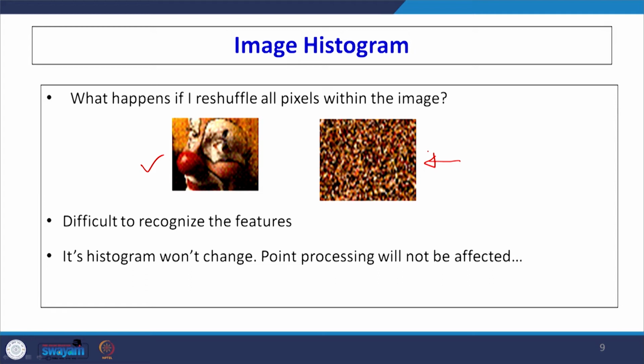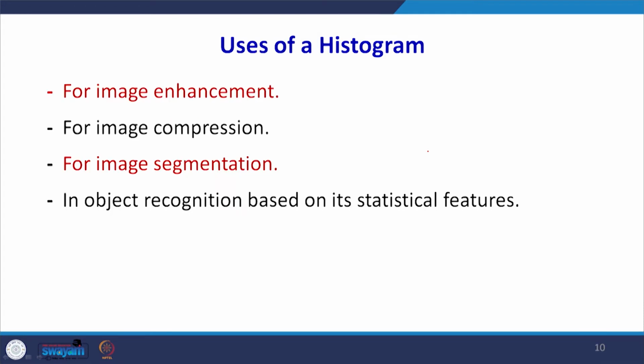But if I look at the histogram, the histogram will remain the same, because the histogram is the DN values versus the frequency of occurrence. It does not tell you the geographical location of that particular pixel, the xy coordinate of that pixel. So the histogram will not change, which means the information content remains the same, but even after jumbling up, we are not able to see the object.